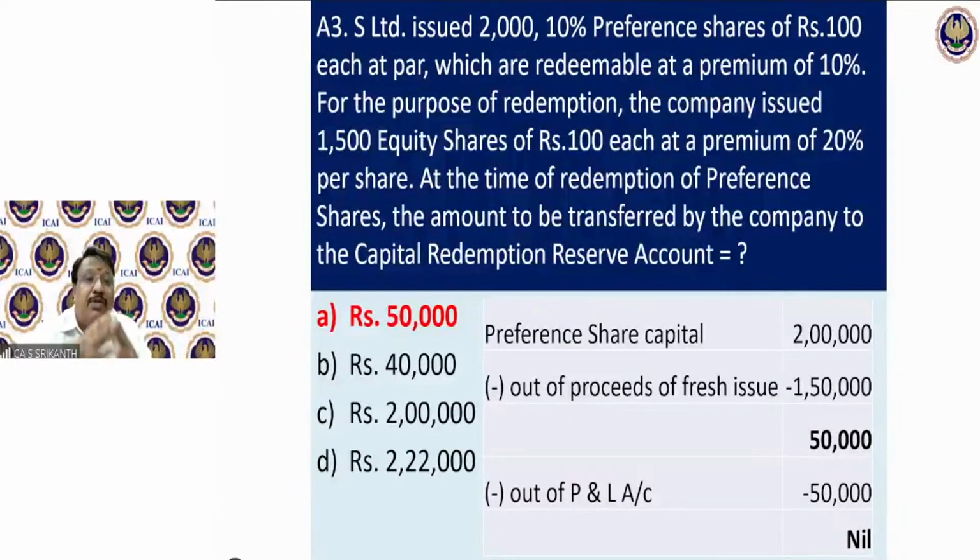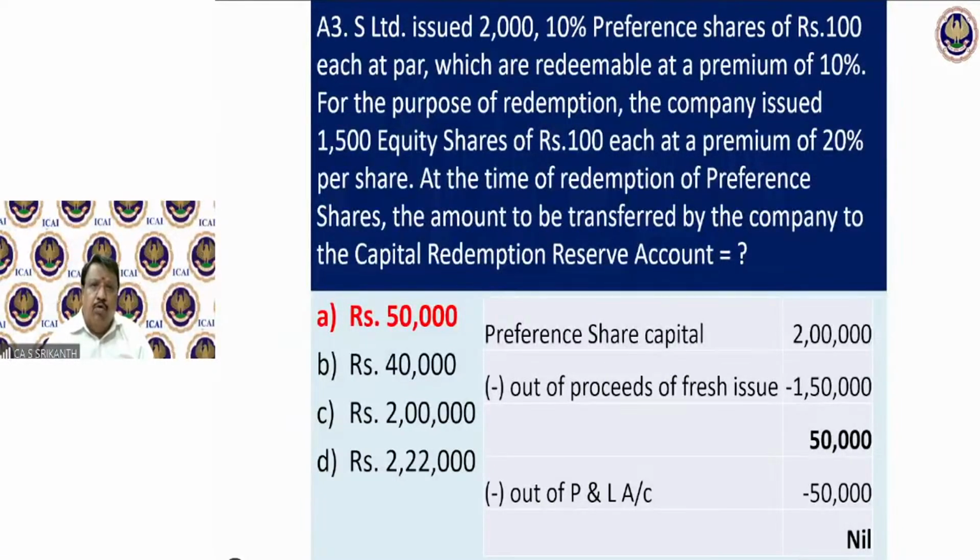Now, Capital Redemption Reserve account cannot be used for declaring dividend. It will be locked up. Once you transfer it to CRR, it will become permanent capital of the company. The idea is simple: you took preference shares, and to the extent that you are redeeming, they are saying lock it. Don't declare dividend out of that. Thereafter, this amount cannot be used for declaring dividend. It will become part of the permanent capital.